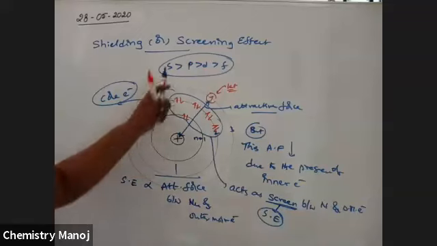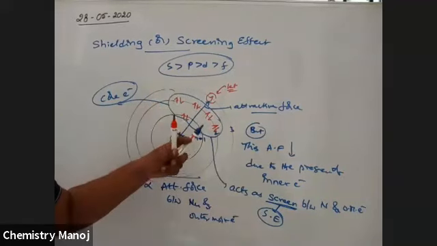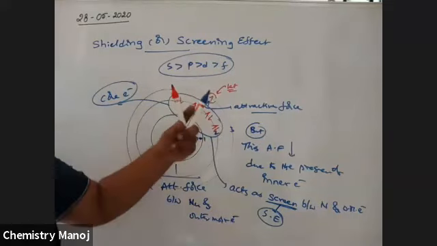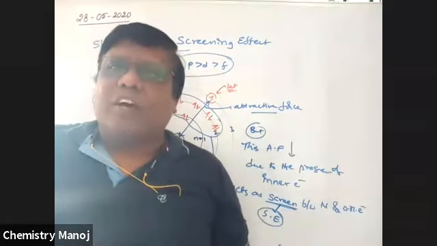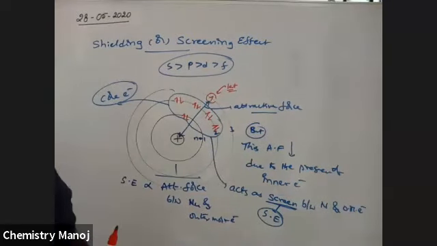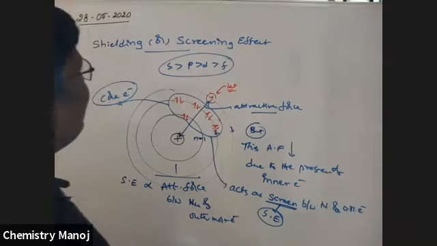So s electrons create more screening than p, than d, than f. F orbitals have less screening effect. Because of that, lanthanide contraction is applicable. Okay, so these are different concepts. So this is the shielding effect or screening effect.